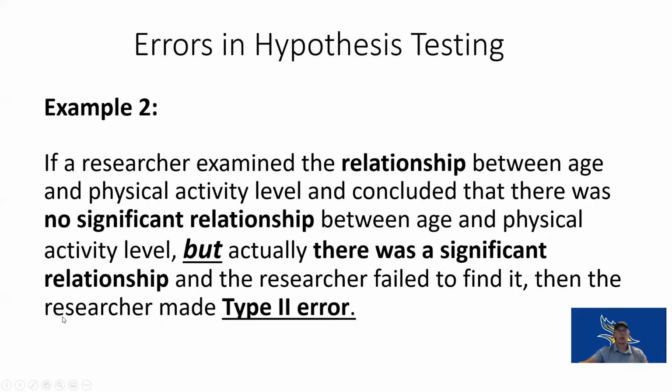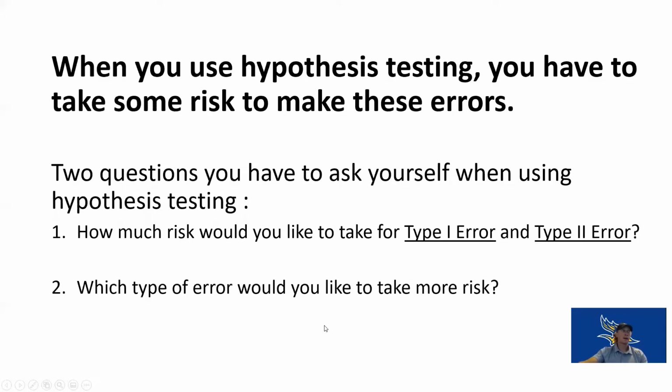Okay, that would be type 2, because we concluded that there was no relationship, or failed to find a relationship, when in fact in reality there was. This is our type 2 error. So when using hypothesis testing, you have to take some risk to make these errors. You're always going to have a risk of making a type 1 and a risk of making a type 2 error. So which error would you take more risk on taking?